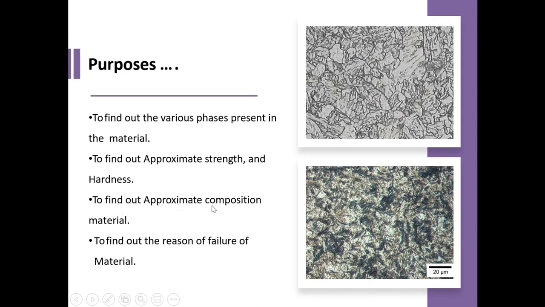To find out the approximate composition of the material, if you need to understand the composition, that means the percentage of ferrite, pearlite, cementite, and so on. To find out the reason for failure of the material, sometimes the composition may alter, and that may lead to failure of the material. A change in the composition which is not as per the requirement can be observed by using this microscopic examination.